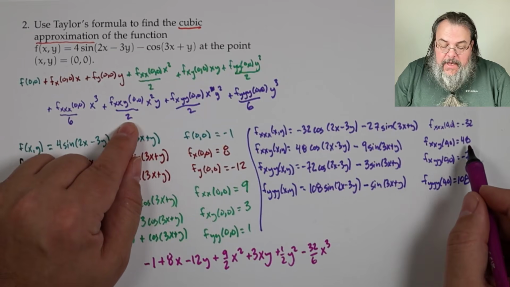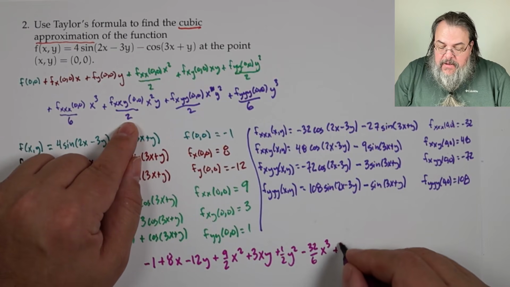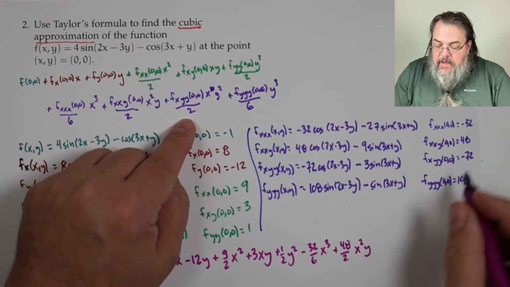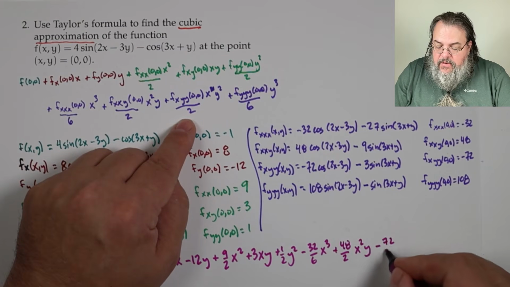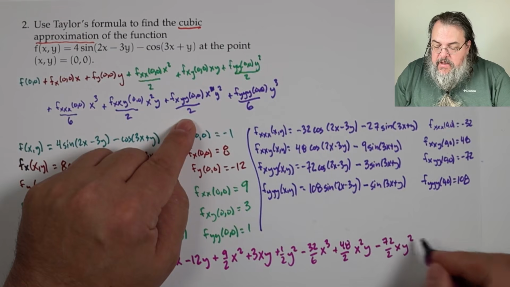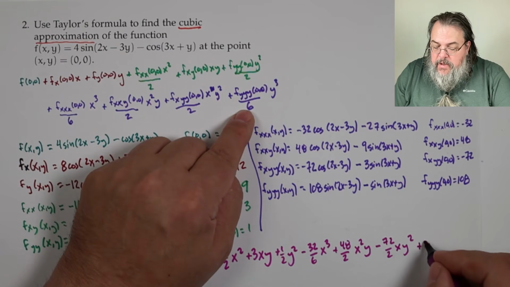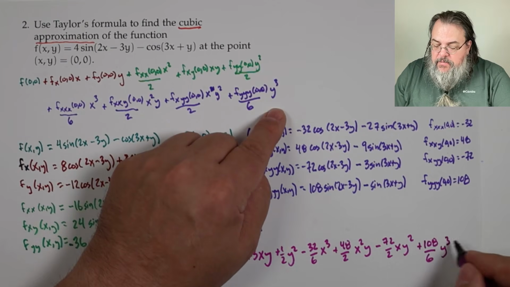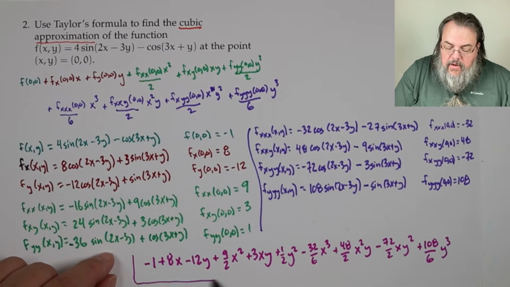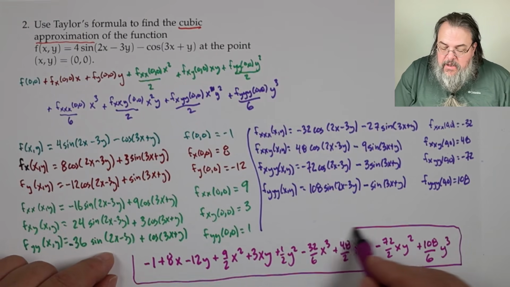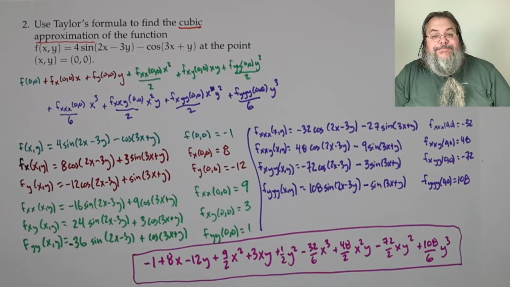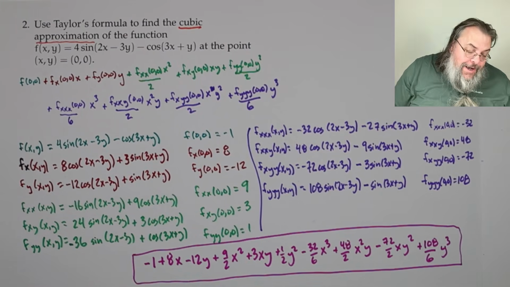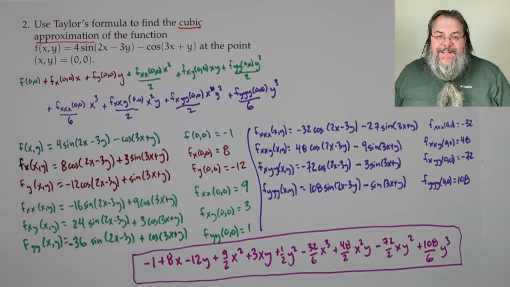Then we're going to have 48 over 2, and I'll just leave that as 48 over 2 x squared y. Then we have a negative 72 over 2 xy squared. And then we have finally a 108 over 6, which actually does divide nicely, y cubed. And that is the answer. Oh my gosh.